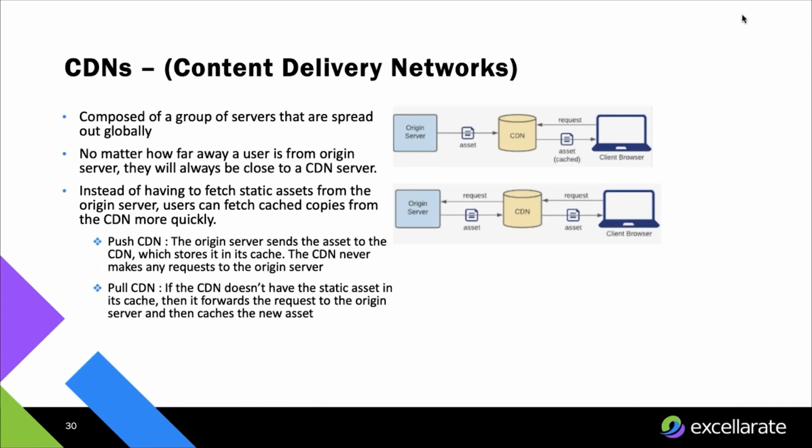The pull CDN is a different strategy where the CDN doesn't have the static asset in its cache. So when it doesn't have it, it forwards the request to the origin server and then caches the new asset. So that's another way. Now it depends on you and your architecture team to decide what makes sense. But these are the considerations that really help make sure that our system is scalable and able to fulfill the growing demand.